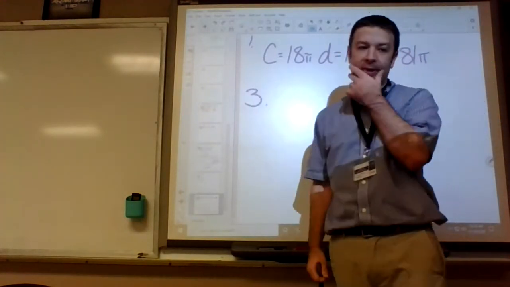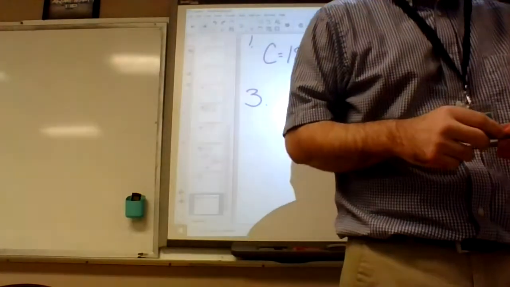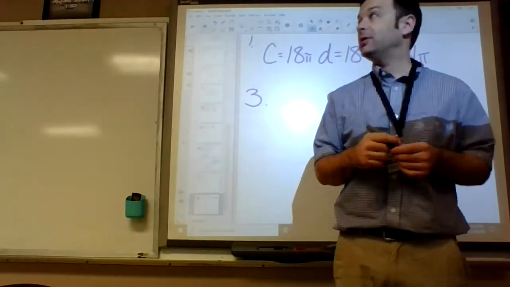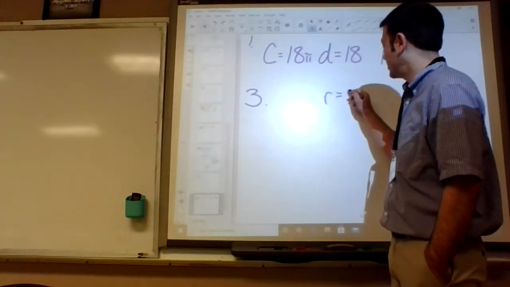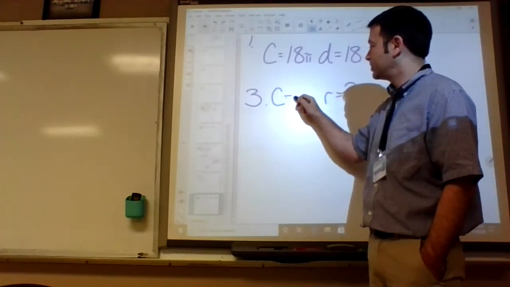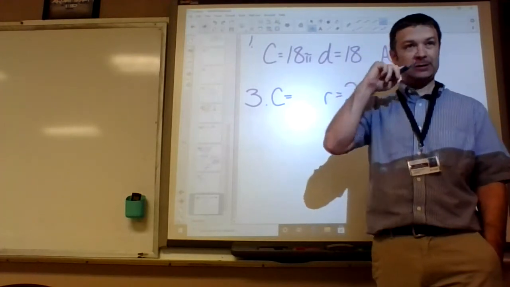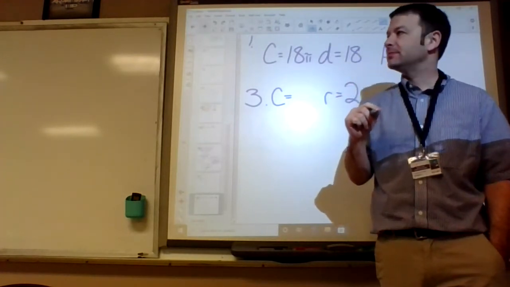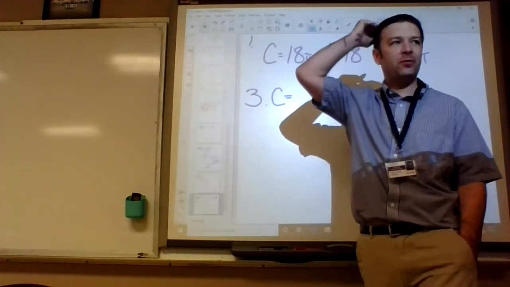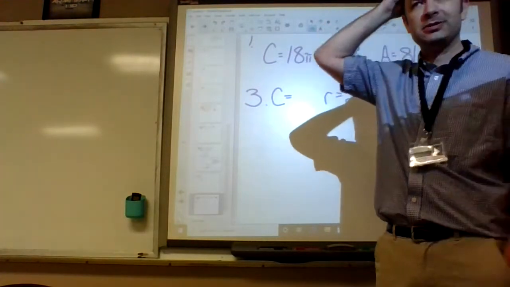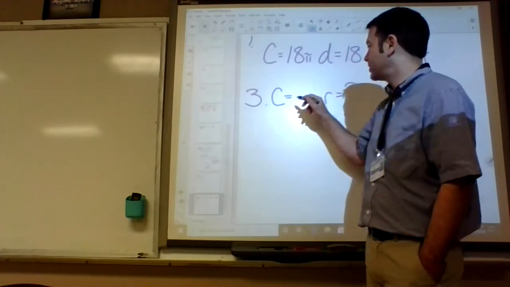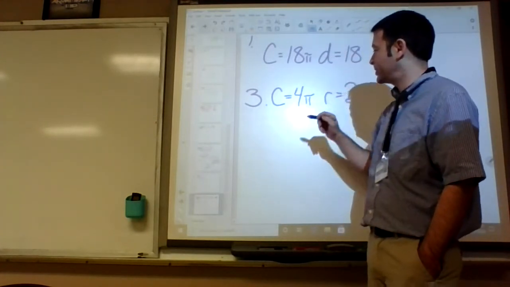Okay, number 3. Somebody besides Nick. If the diameter is 4, what is the radius going to be? 2, half of that. If the diameter is 4, what's the circumference going to be? 8. Nope. 16. Nope. Look over there at circumference. If the diameter is 4, what's the circumference going to be? 4 pi, which we are going to leave as 4 pi. We're going to plug that in our calculators.